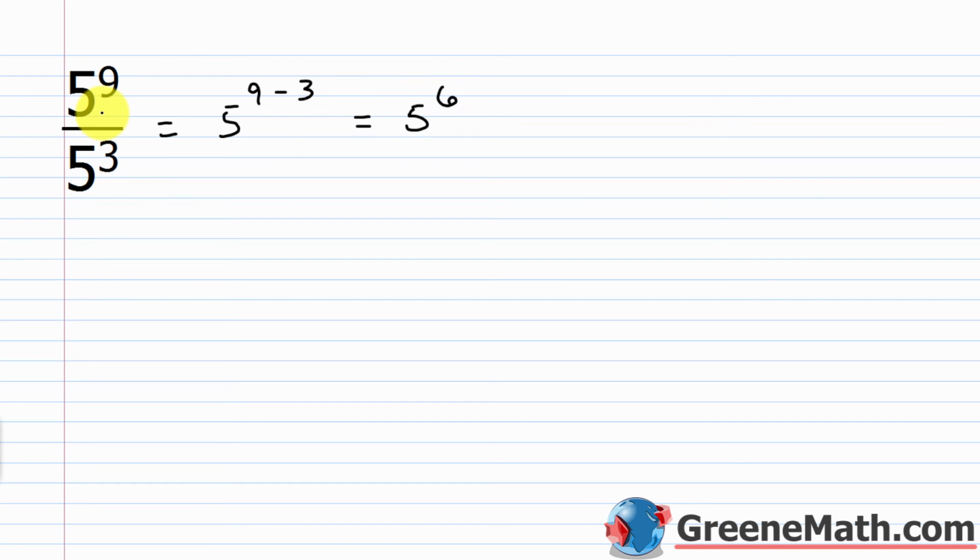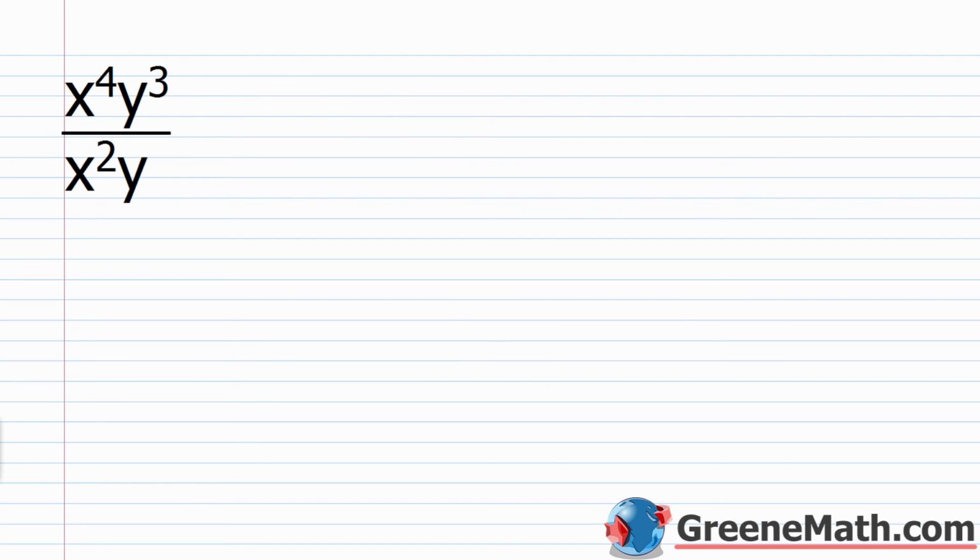And again, you can prove that to yourself. You can write out 9 factors of 5, and then underneath, you can write out 3 factors of 5. And you can cancel 3 factors of 5 away from the problem you create there, and you're going to end up with 6 factors of 5, which again is our result.